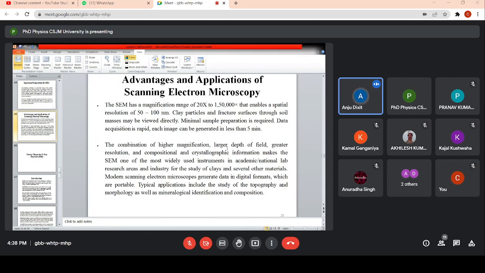The combination of higher magnification, larger depth of field, greater resolution, and compositional and crystallographic information makes the SEM one of the most widely used instruments in academic, national labs, research areas, and industry for the study of clays and several other minerals. Modern scanning electron microscopes generate data in a digital format, which are portable. So, typical applications include the study of the topography and morphology, as well as mineralogical identification and composition.